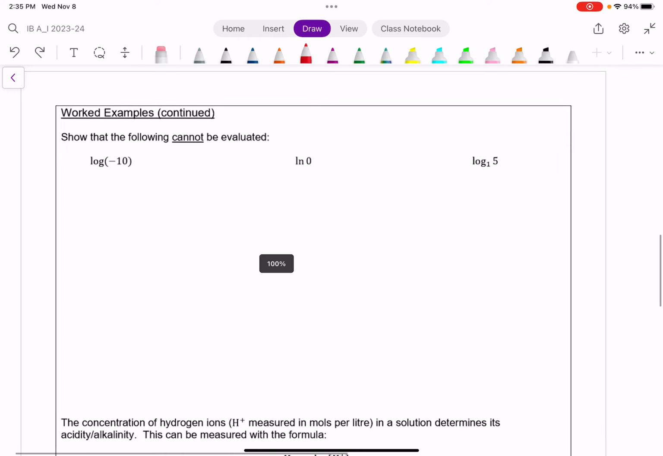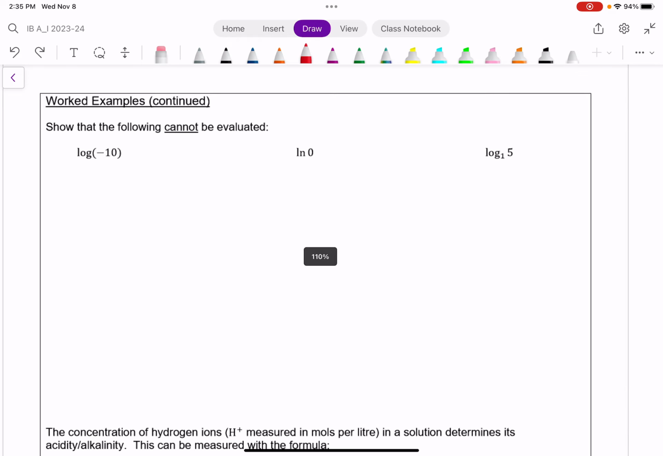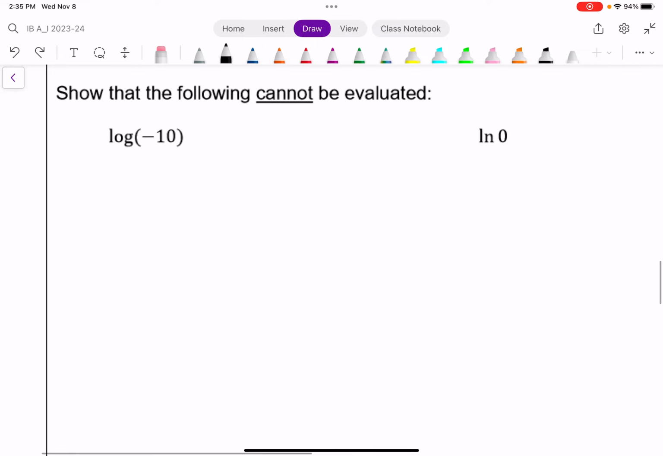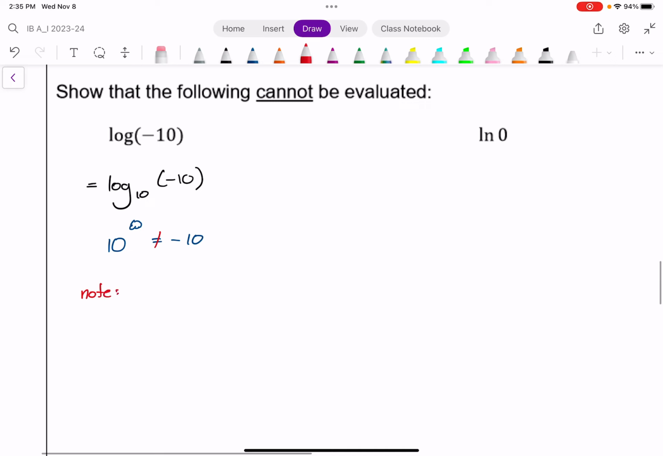All right, here's the other way around. Show that these cannot be evaluated, or if you were to try these on a calculator, you get an error. And so the log of -10 cannot be evaluated. Why? Because this means the log base 10 of -10. Okay, what does that mean? That means 10 to the power of what equals -10? Well, that's not possible. You can't take a positive number, raise it to a power, and get a negative number. And you may be thinking, well, what about -1? But keep in mind, 10 to the -1 doesn't equal -10. This equals 1 over 10. There is no way to make the first part work.